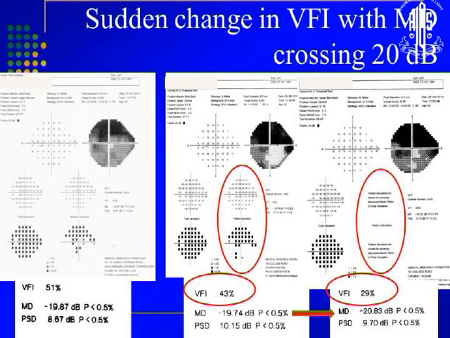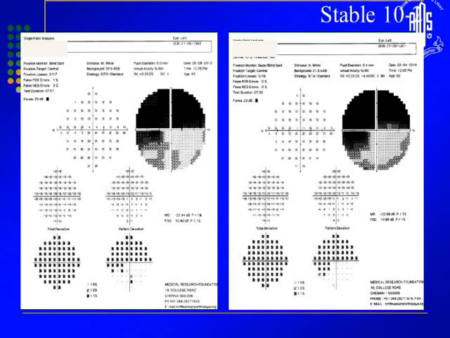Along with that, we find there is a change in the visual field index, which goes from around 43% to 29%. So is the change real or artifactual? I believe it's artifactual because of the strategy of how the visual field index is calculated. Initially, it takes the pattern deviation into account, and later on, beyond the 20 decibels, it takes the mean deviation into account. And just because of the way it has changed from 19.74 to 20.83, we find a change in the VFI, even though the patient has stable 10-2 visual fields.